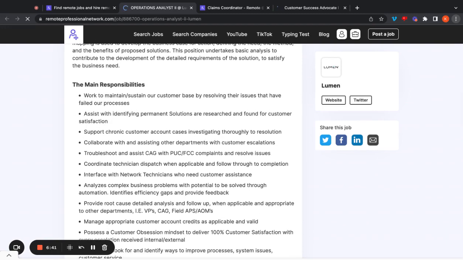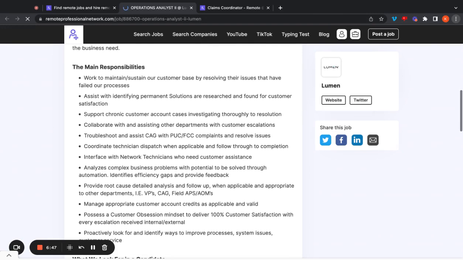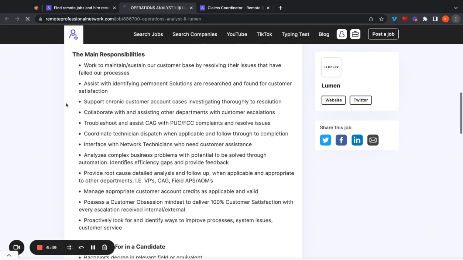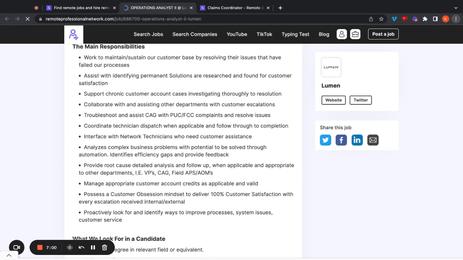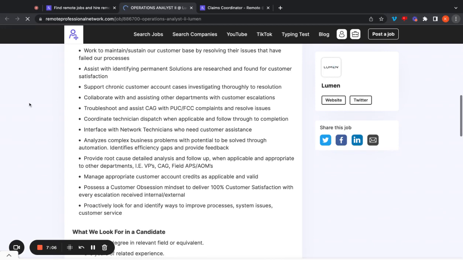As far as the responsibilities go, you are going to maintain or sustain the customer base by resolving the issues that have failed their processes, assist with identifying permanent solutions, and support chronic customer account cases. You're going to collaborate with and assist other departments, and troubleshoot basic issues that you're having with the customers.